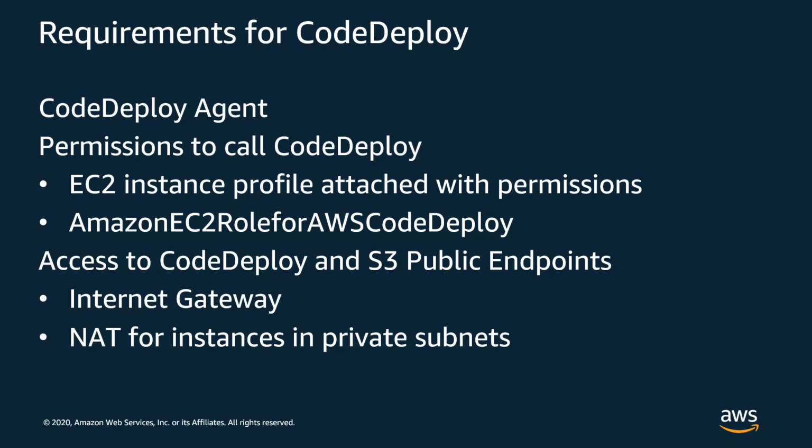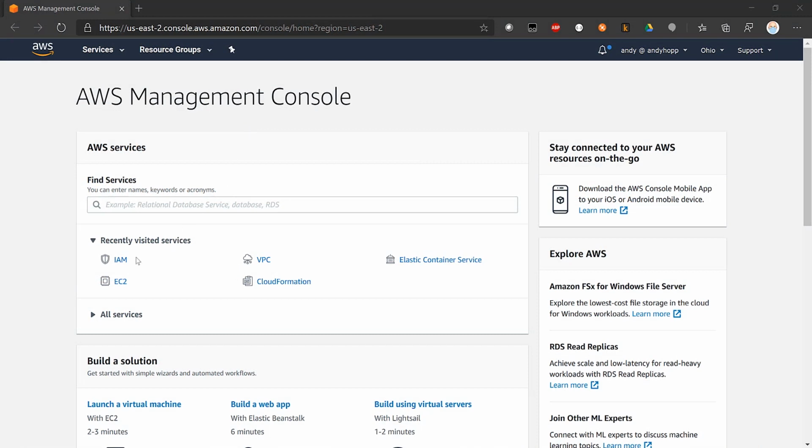Finally, I'll need to make sure that the EC2 instances I'm going to have my applications installed on have access to the public endpoints for CodeDeploy and S3. To do this, I need to ensure that the VPC my instances are launched into has an internet gateway attached, and if I put those instances in a private subnet, they'll need to have access to a NAT gateway that will give them access to the outside world. So let's go ahead and get things set up.